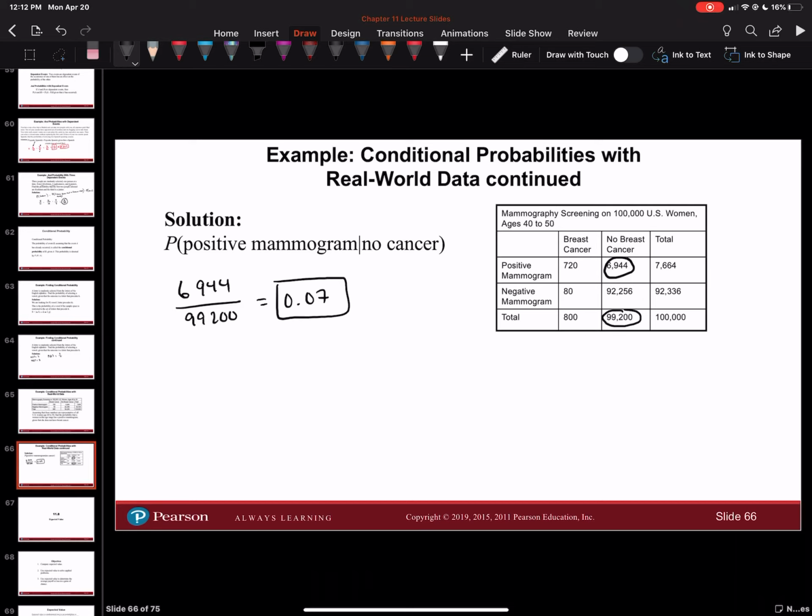So this is one of the real world applications. And when we did it, we just used the chart that was given to us. Now, they could have said you could have added this one with that one, and then you still would have got that. But it was already given. So why have to go through all that? It gave you the total already for you. So you just had to pick out positive mammograms, and then it had to be in the section with no breast cancer. And then you had to put that number over the total number. And you got 0.07.